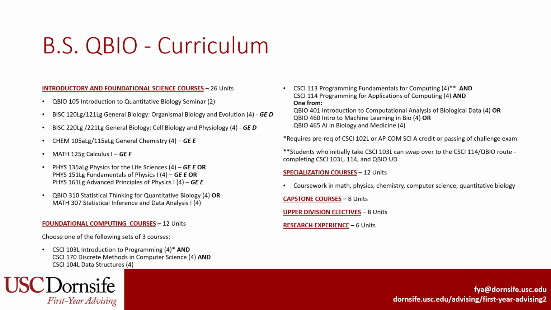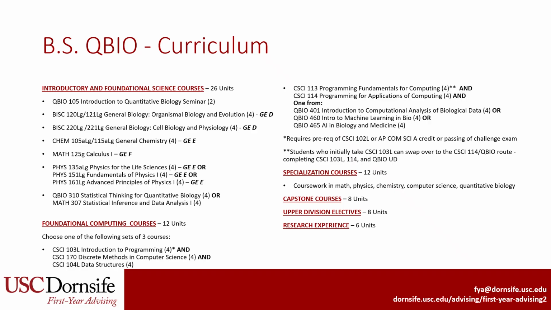There are also 3 required programming-related classes, and students select from 2 sequences, CSCI 103, 170, and 104, or CSCI 113, 114, and an upper division QBio course related to machine learning, bioinformatics, or artificial intelligence. Note, CSCI 103 and 170 have a prerequisite of CSCI 102, so students choosing that programming track will need to take CSCI 102, or fulfill the prerequisite in another way.